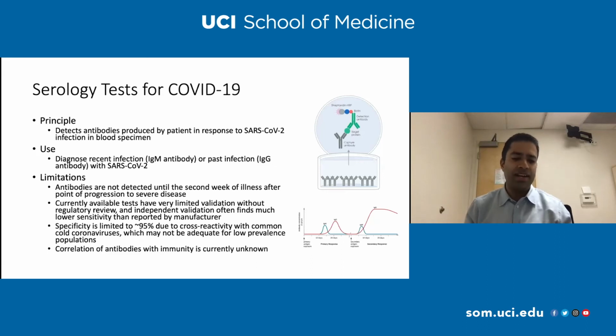Different tests try to get around this by using multiple different proteins from the virus to try to get a more accurate reading of COVID-19 versus other coronaviruses. But there are some false positives. And if you have a population where there's not that many people who have the virus, even a 1% false positive rate can be significant. And then correlation of antibodies with immunity is currently unknown. And I'll talk about this in a little bit more detail in the next couple of slides.